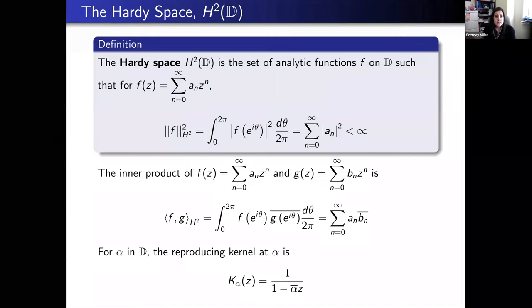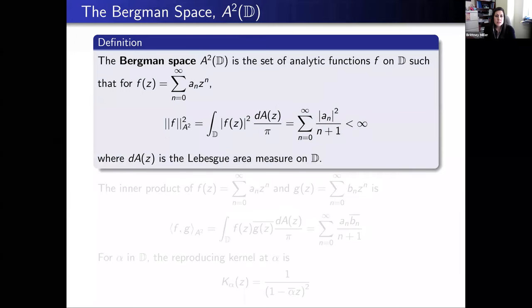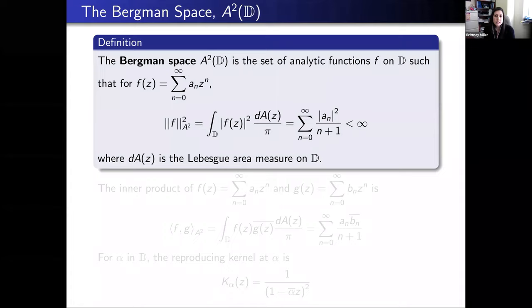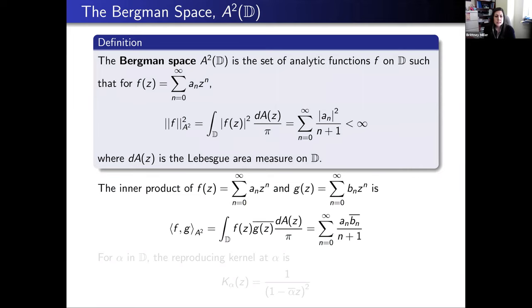But some other spaces that we might study composition operators on include the Bergman space. This is a little bit larger a space than the Hardy space, where now the coefficients aren't just square summable, but we have to divide by n plus one. And again, there's an integral representation for the norm squared as well, and again it has a natural inner product in the Bergman space. And then we'll make note of the reproducing kernels here in the Bergman space. They look very similar to the reproducing kernels in the Hardy space, but now we have that denominator being squared.